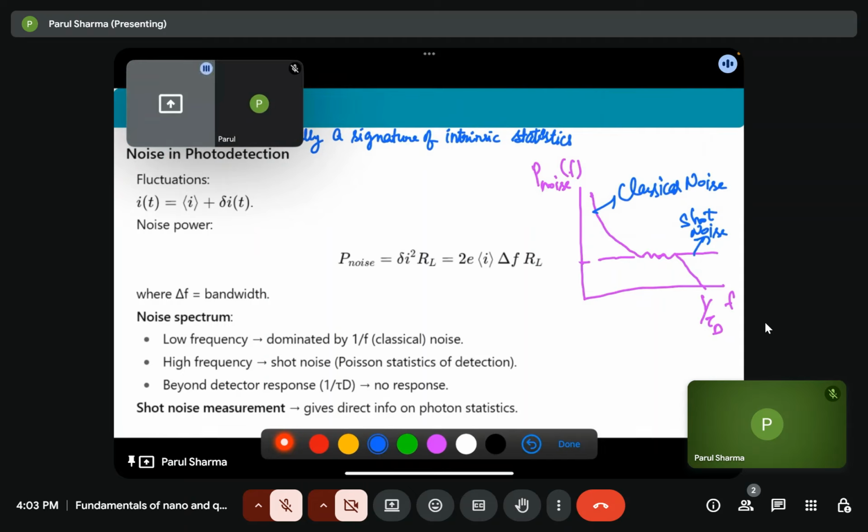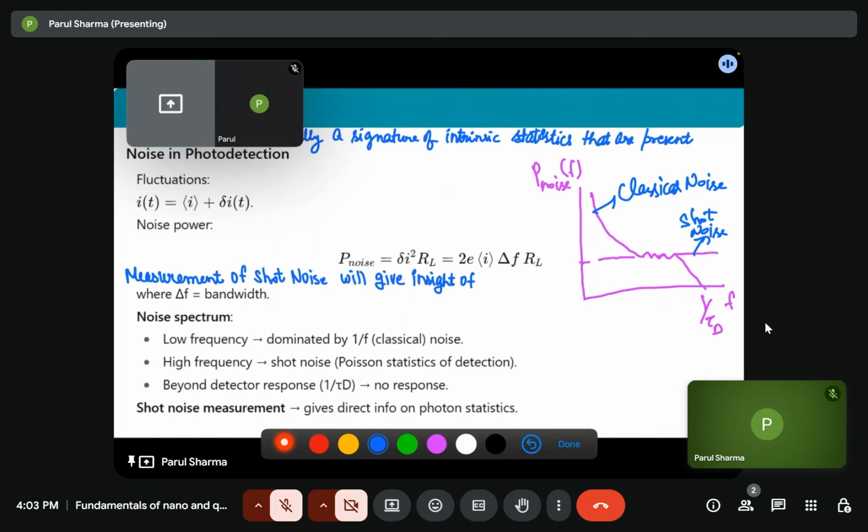Intrinsic statistics that are present inside the system. Okay. So, why are we interested in measuring the short noise? So, measurement of short noise will give insight of photon statistics.